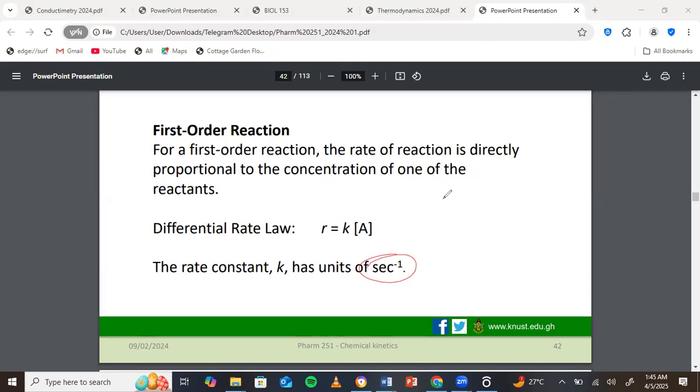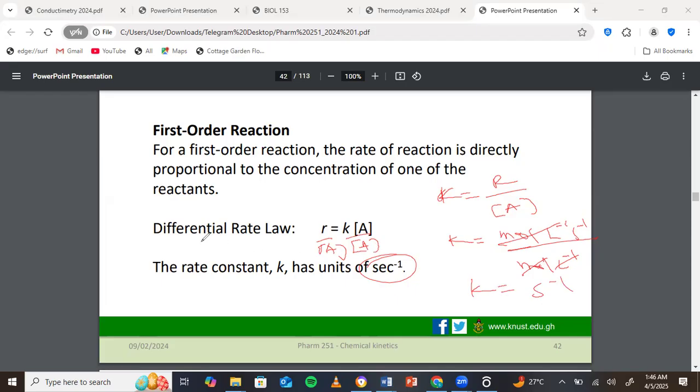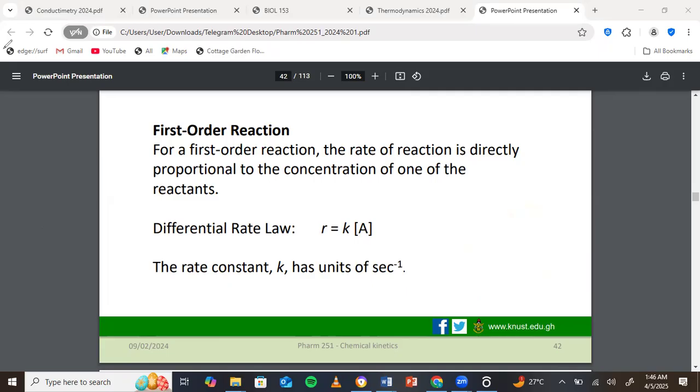Now, if we want to determine the unit of K, we can divide the side by the concentration of A. Realize that K will be equal to the rate over concentration of A. The unit of rate is mole per liter per second. The unit for A is mole per liter. So you realize that the mole per liter here can cancel the mole per liter here, so that K would be equal to per second. That is why we have the unit like that.